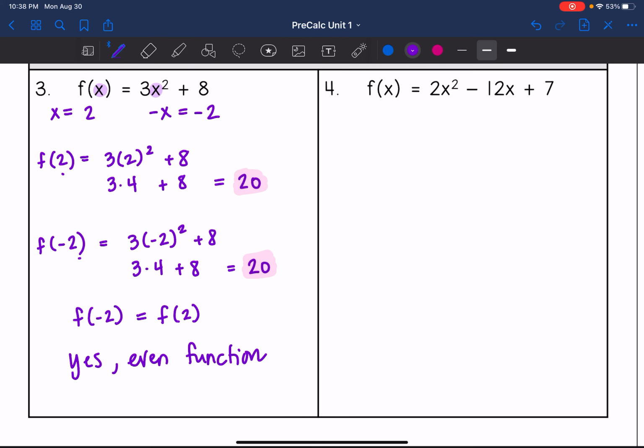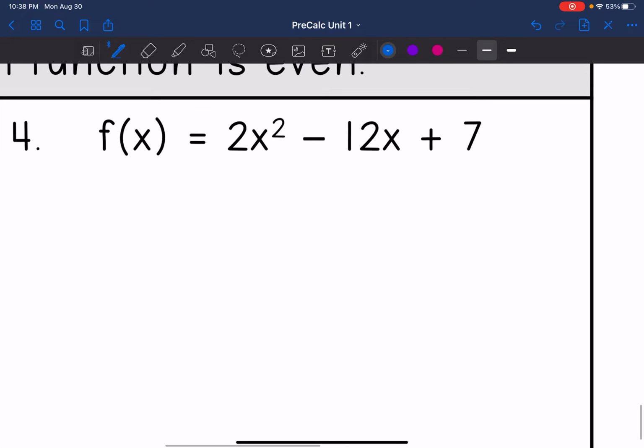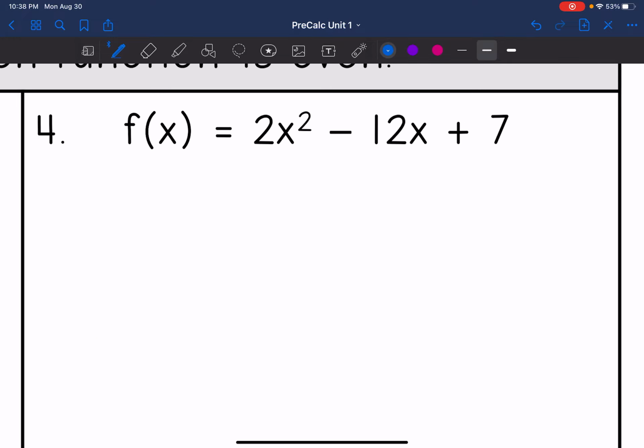Okay, so let's do another example. Let's do the one right next to it. It's the same deal. This time I have f of x equals 2x squared minus 12x plus 7. You can use any number you want. I tend to use small numbers because I want to do the least amount of work as possible. So this time, let's say that I'm going to just keep using the 2. So let's say x equals 2, which means that negative x would equal negative 2.